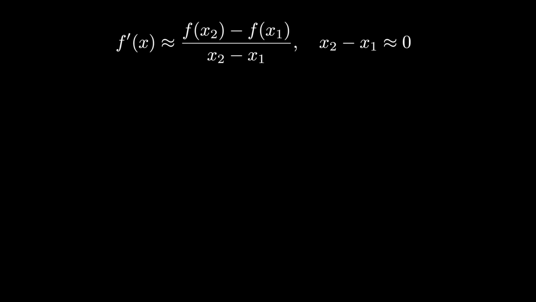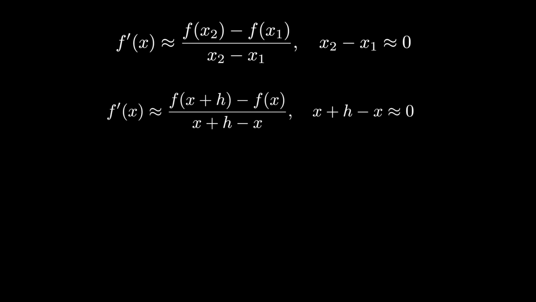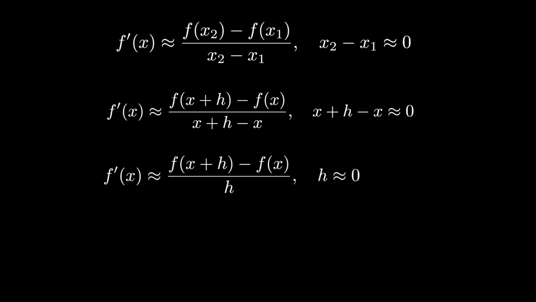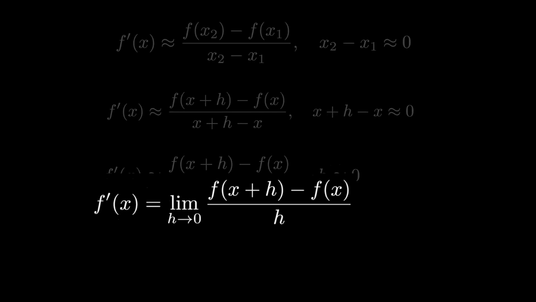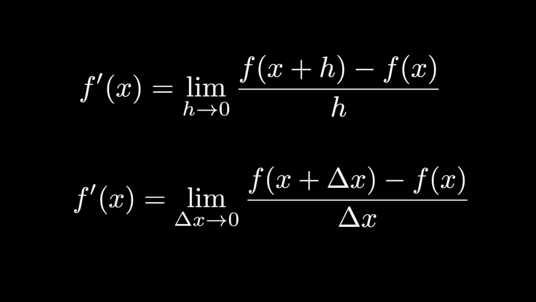Let's define x2 minus x1 equal to h, then x1 equals x, x2 equals x plus h. This gives us the following formula. As h approaches 0, we get the definition of the derivative. f'(x) equals the limit as h goes to 0 of f(x plus h) minus f(x) divided by h. This means we look at how much the function changes when we move an infinitely small distance along the x-axis. Sometimes h is written as delta x, but this means the same thing. This definition is the foundation for all differentiation rules.